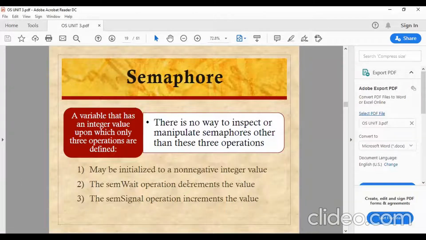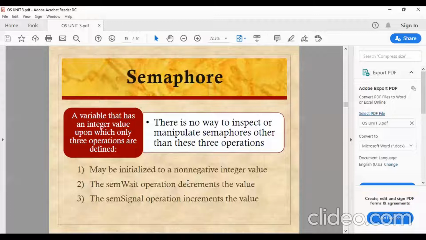Get a semaphore signal. On these two data structures, we are applying three types of operation. The first one is the initialization of the semaphore, the second one is increment, and the third one is decrement. So these are the three operations which are performed on a semaphore.